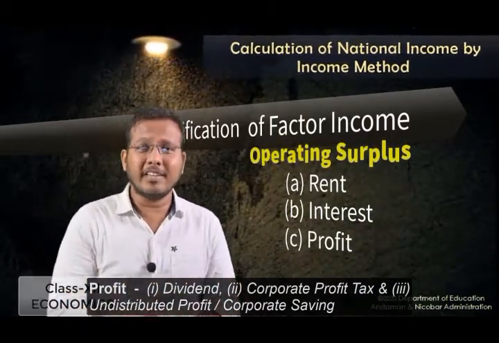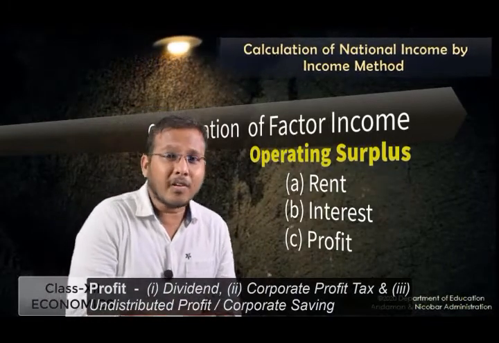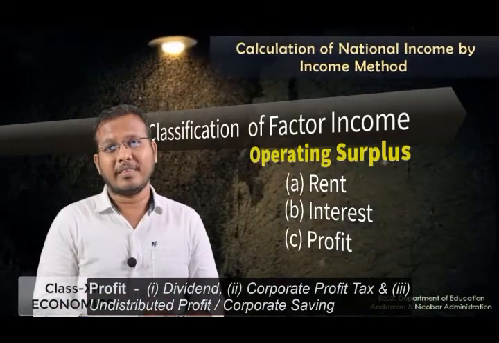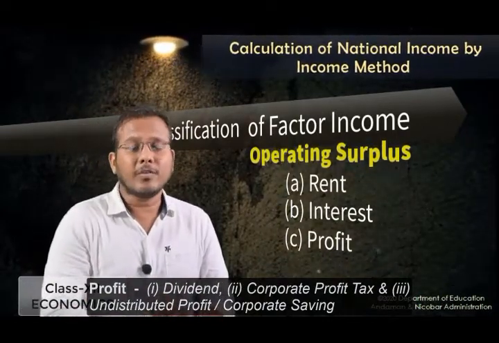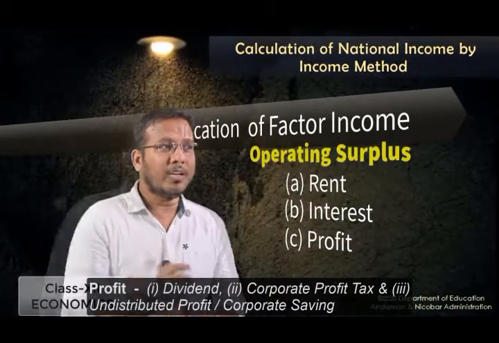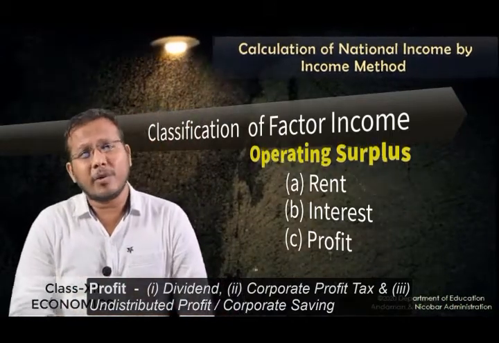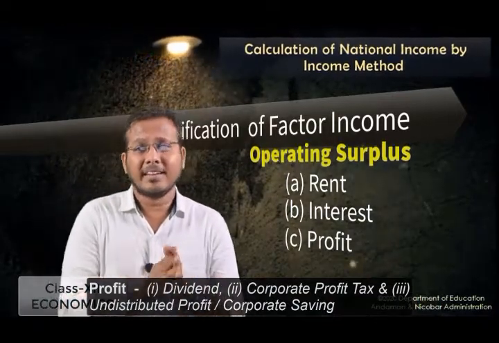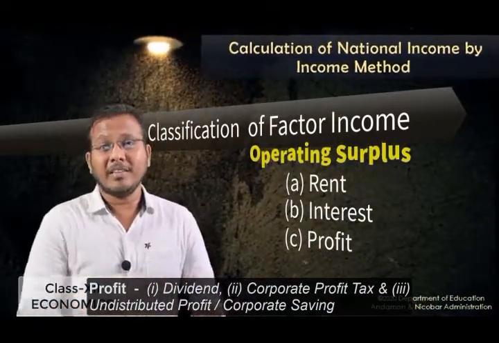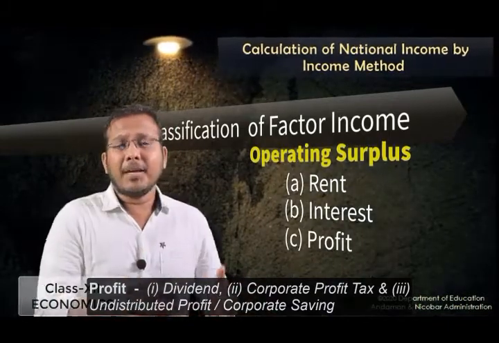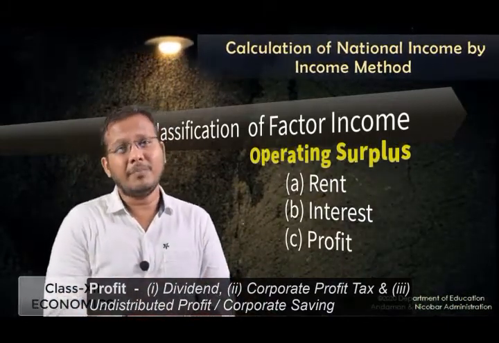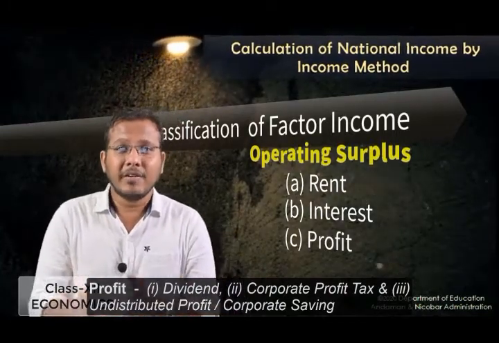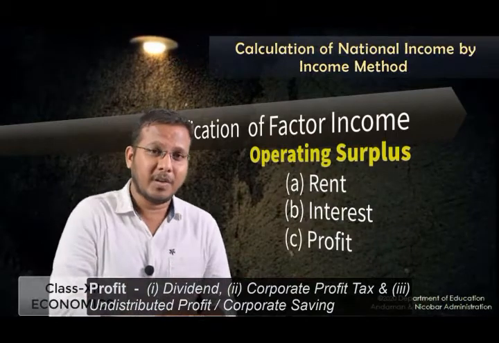Here we will see what these dividend, corporation tax and undistributed profit are. First look at the dividend. The dividend is the part of profit which is distributed among the shareholders. It is also called distributed profit. When the enterprises engaged in the production process are run jointly by shareholders through their shares, these shareholders will be paid the dividend. So dividend is the part of profit which is paid to the shareholders.